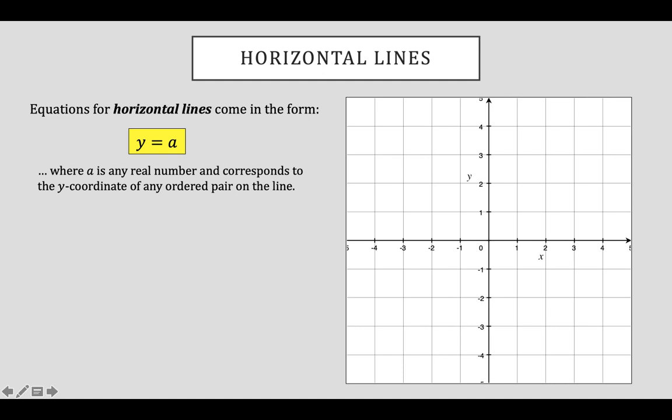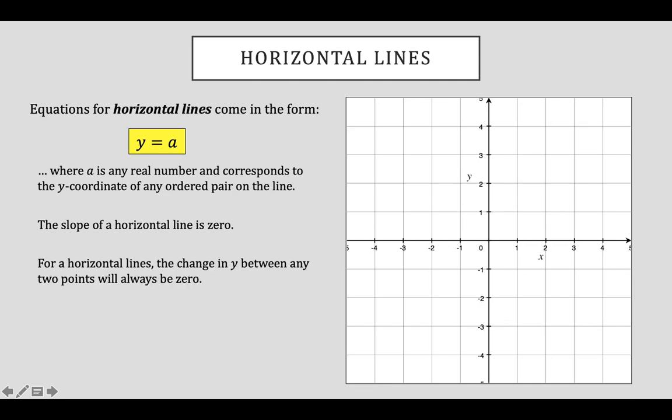Horizontal lines come in the form of y equals a, where a is any real number and corresponds to the y-coordinate of any ordered pair on the line. The slope of a horizontal line is 0. For a horizontal line, the change in y between any 2 points will always be 0.